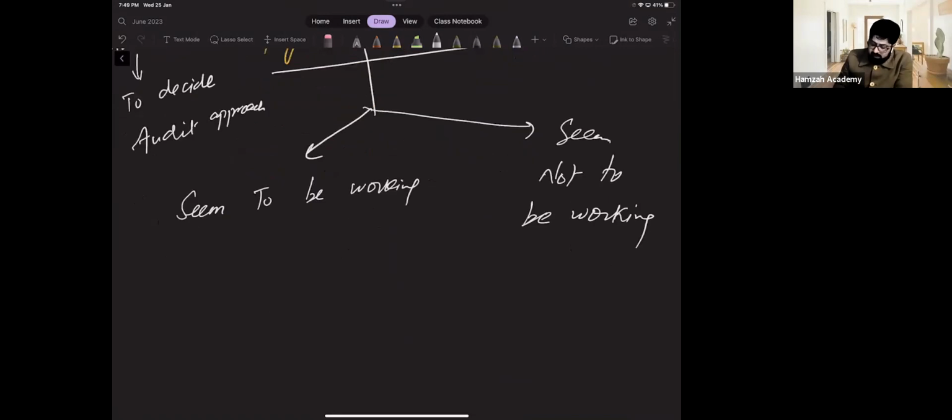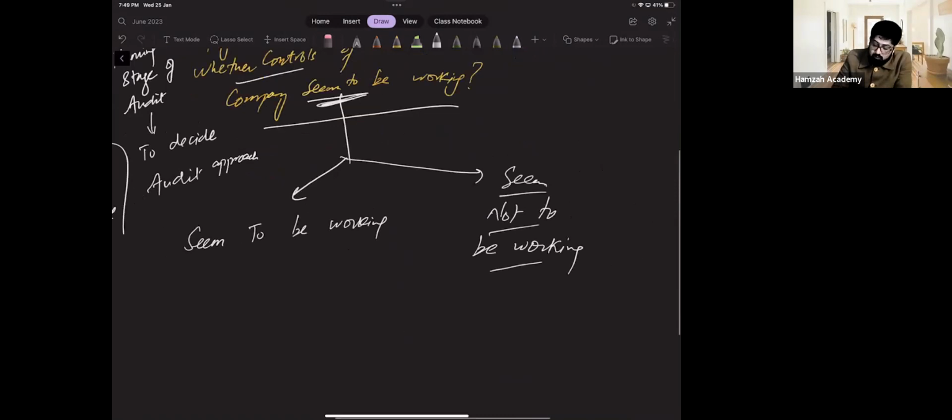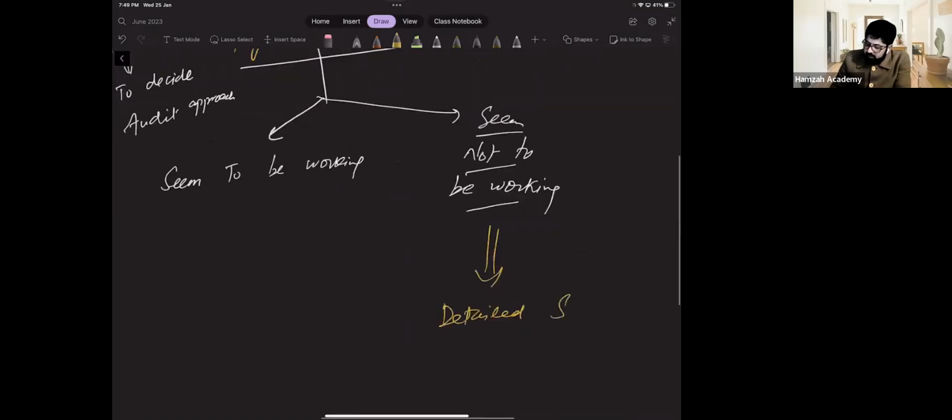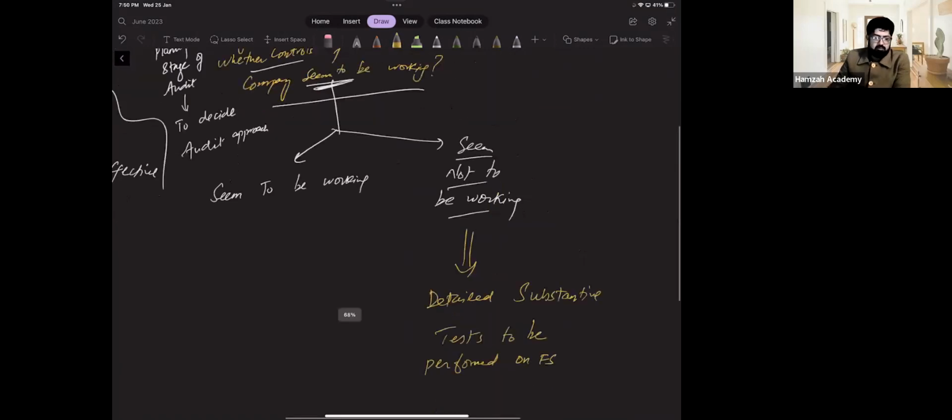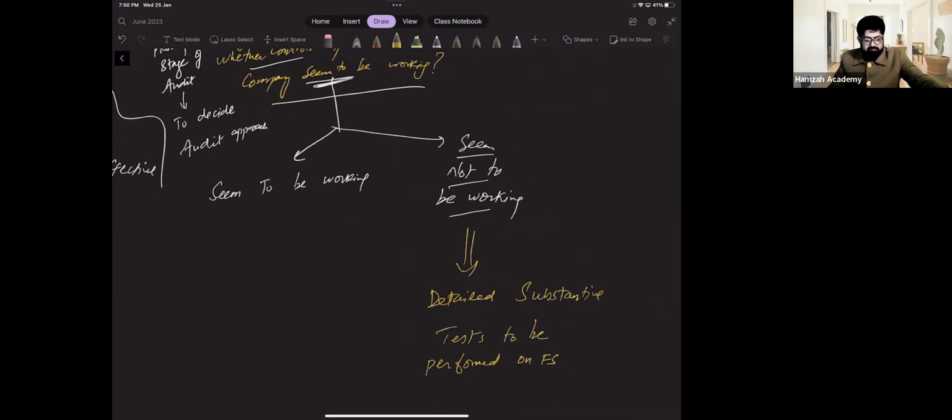After assessment, if controls seem not to be working, what will be the audit approach? Detailed substantive tests to be performed on financial statements. When controls don't appear to be working, why waste time in testing the controls?